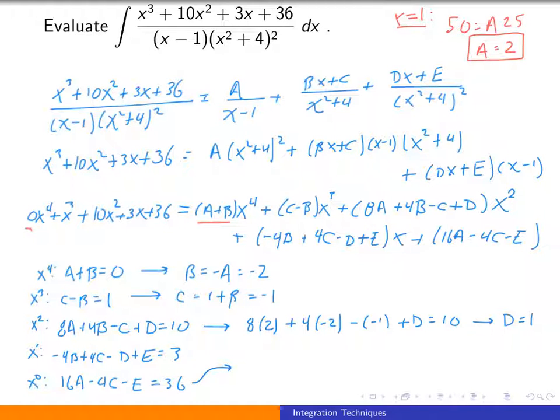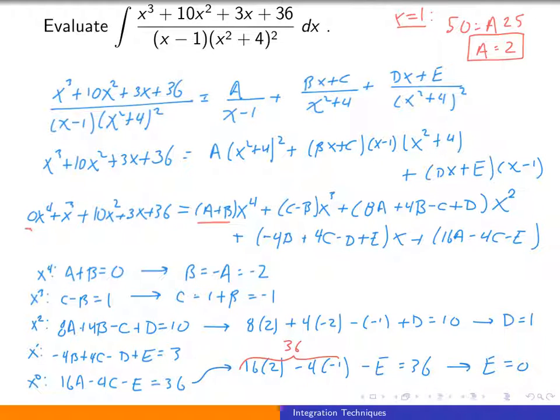So plugging in our values, 16 times a, which was 2, minus 4 times c, which is minus 1, minus e is equal to 36. Well, 16 times 2 plus 4 is 36. So 36 minus e equals 36 is equivalent to saying that e is equal to 0.